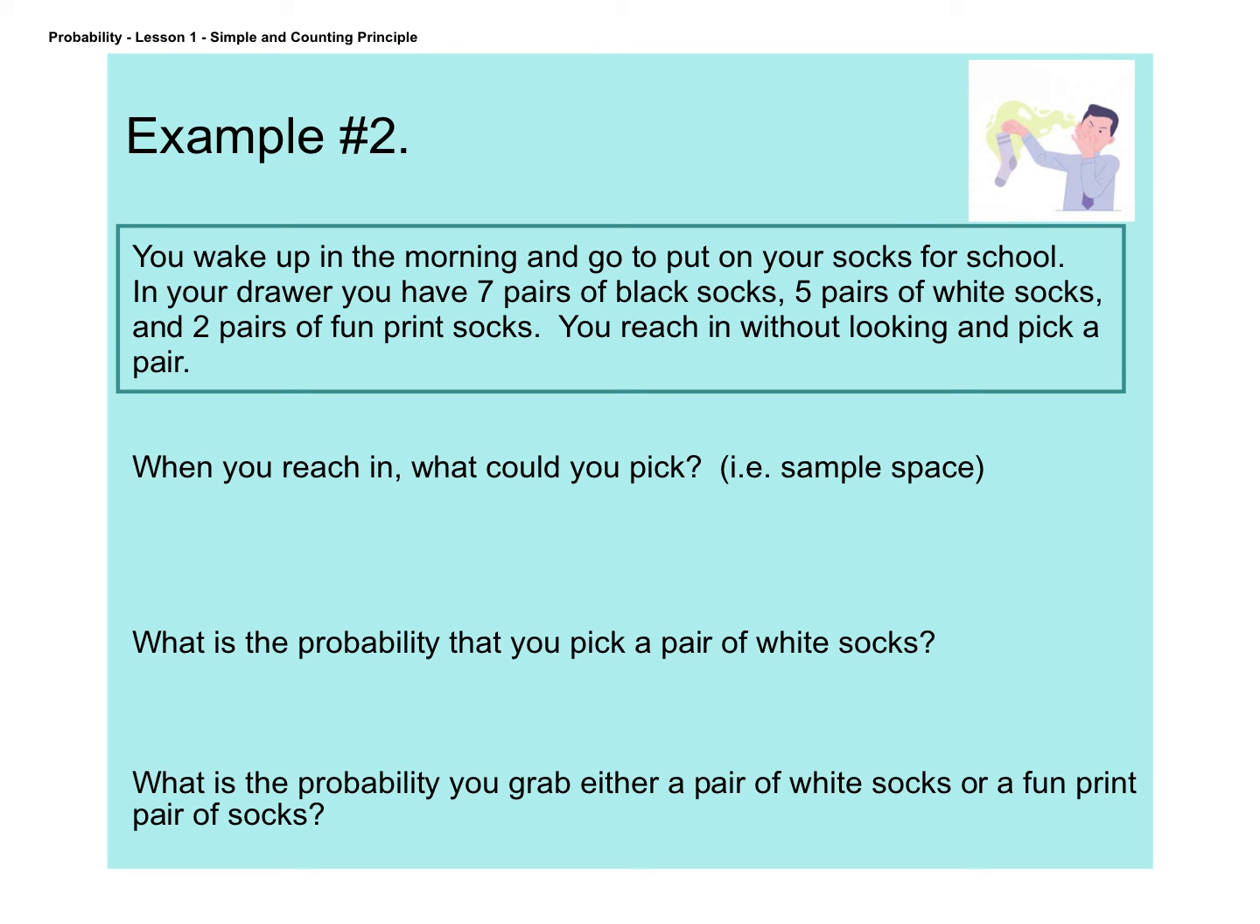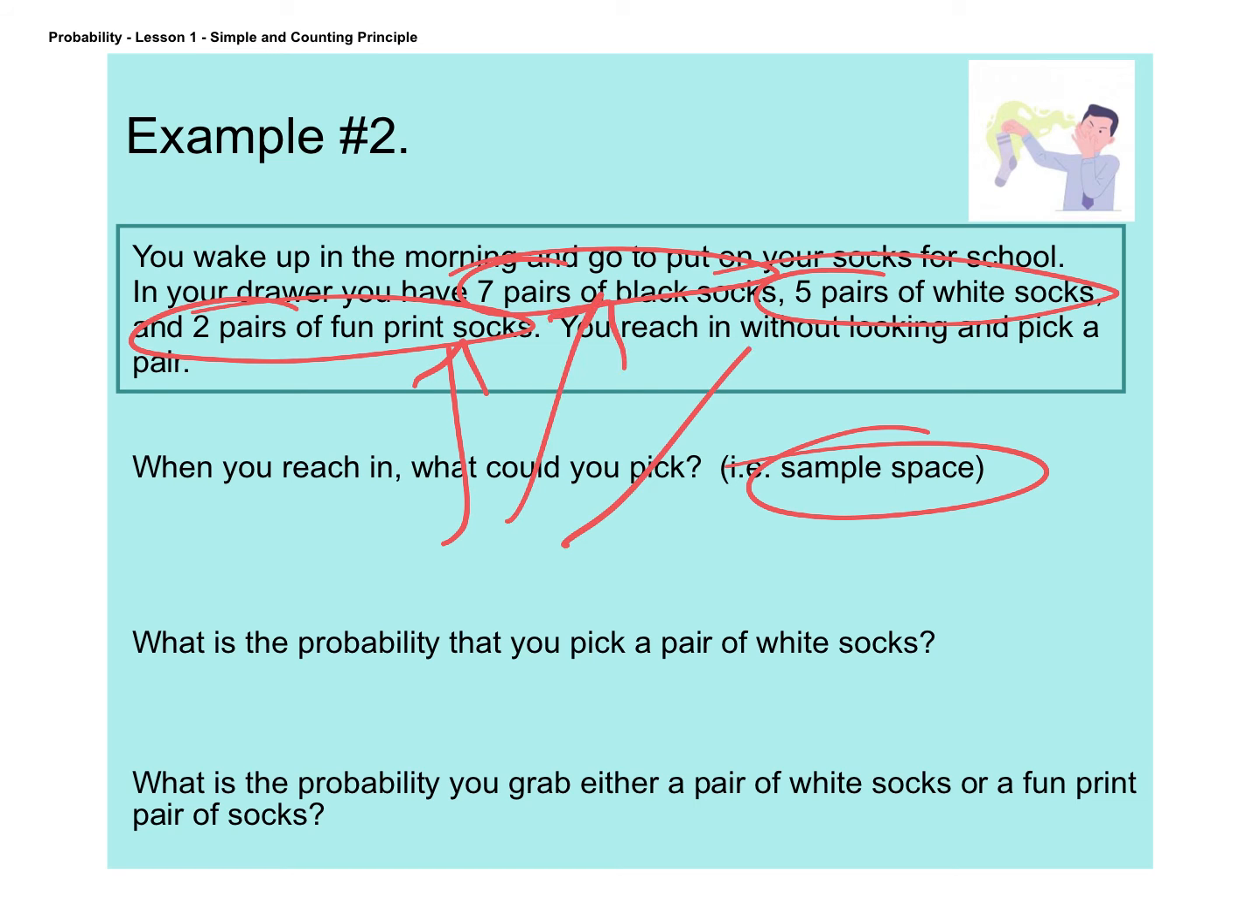Example 2. What could you pick? Sample space. Well, I could get 7 different of those, 5 different of those, and 2 different of those. So that makes a total of 14 different things could happen. And you technically have to list all of them. So I'm just going to draw an arrow to those things. What's the probability you get a pair of white socks? Well, what I want over what's possible. What I want, 5 different things would win for me, the white socks. Over what's possible, we'll add them all up. 7 and the 5 and the 2 makes 14. 14 different things could happen. 5 out of 14.